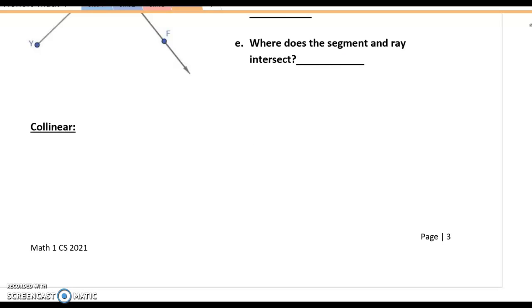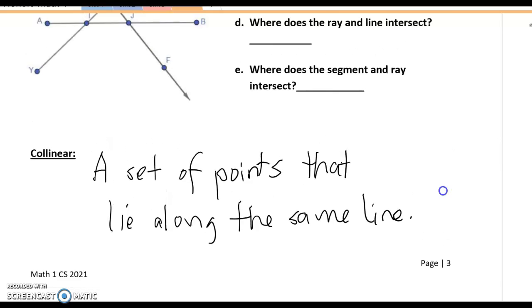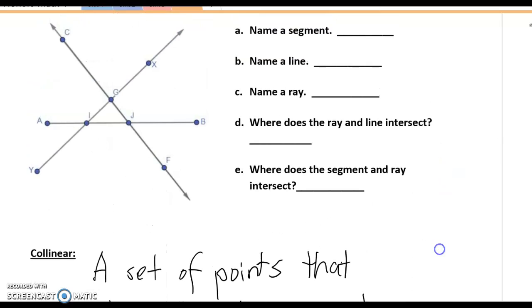All right, I'm going to skip over here to this next term, which is the word collinear. Collinear means it's a set of points that lie along the same line. So for example, if we go back to the diagram above, we can say that points C, G, J, and F are all collinear points because those points lie on the same line.